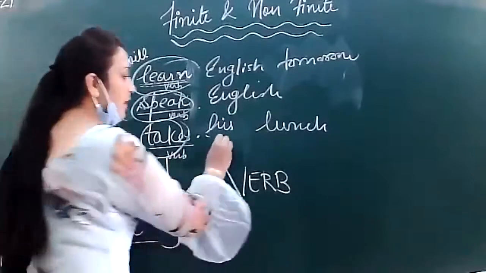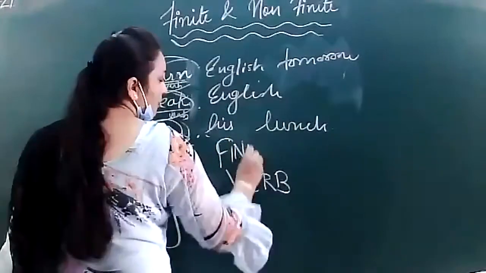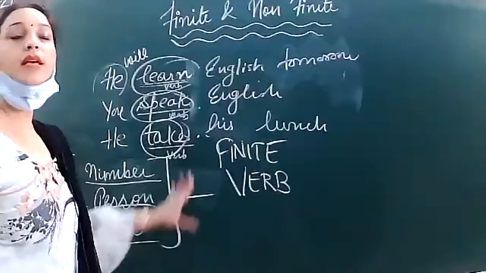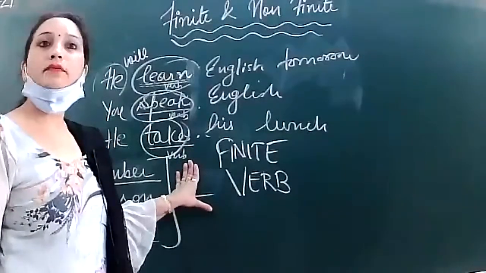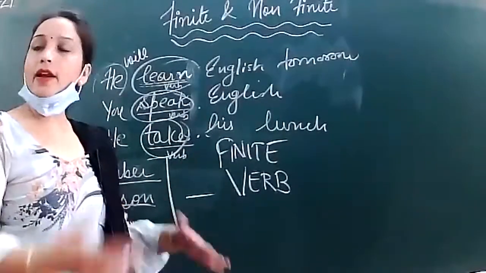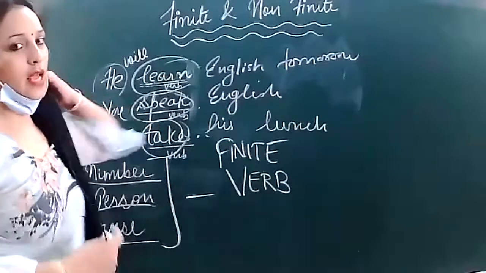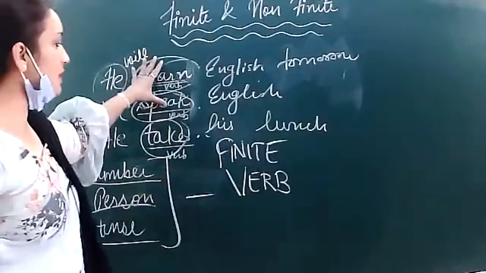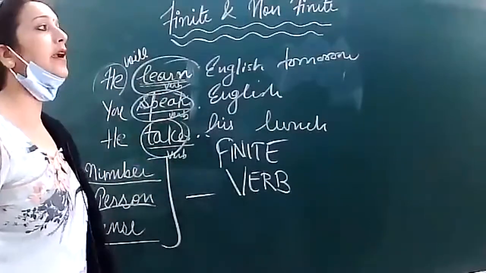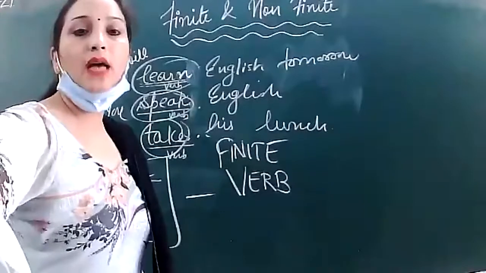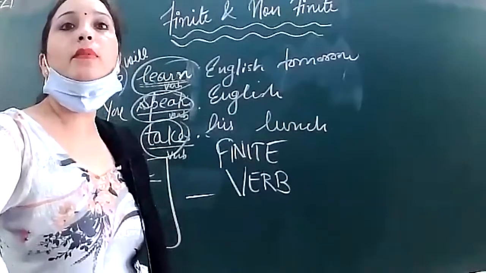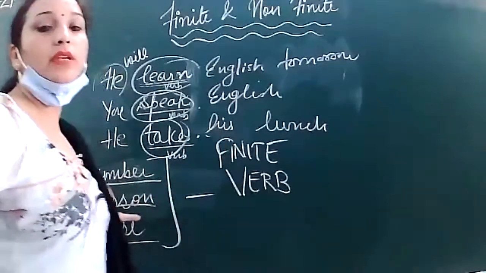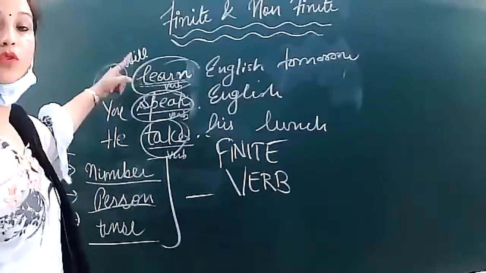So these verbs will be called finite verbs. When verbs keep on changing according to number, person, tense, these verbs will be known as finite verbs. Now in your paper, if it is asked to underline the finite verb, you should quickly take a decision that ma'am has told during revision time: these verbs have to change.